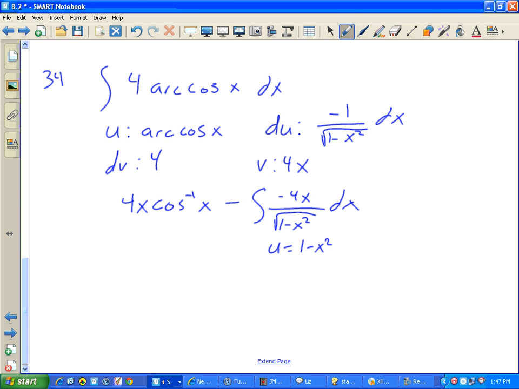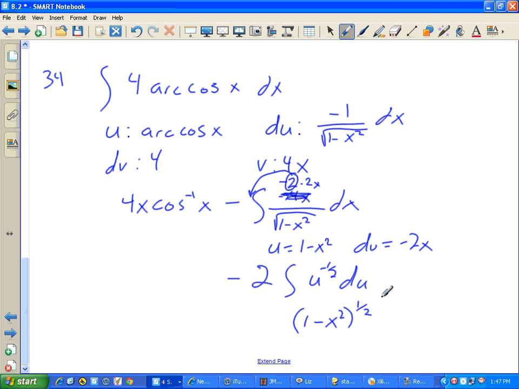U is going to be 1 minus x squared. Du is negative 2x. Now I've got a negative 2x up here because really this could be rewritten as negative 2 times 2x. So really I can just take this extra 2 out to the front. So I'm going to have 2 integral of u to the negative 1/2, because I'm moving this up, du. Power rule, that becomes u to the 1/2. Drop the reciprocal would be another 2, so that becomes 4.